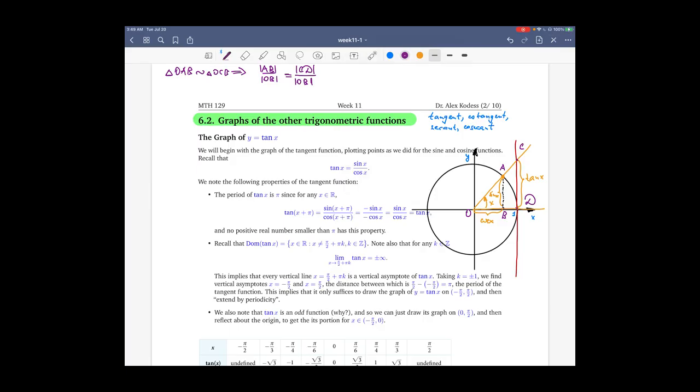On the other hand, AB, as we said, is sine x. And OB, as we said, is cosine x. Now, CD is tangent. And OD is 1. So tangent is indeed sine over cosine.